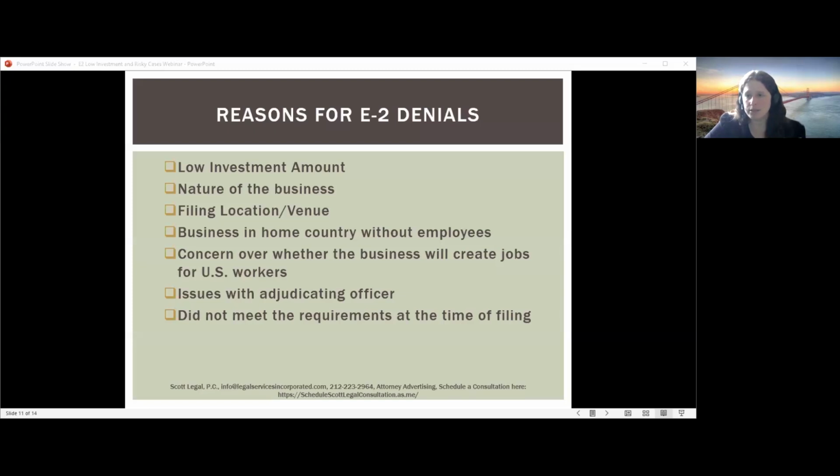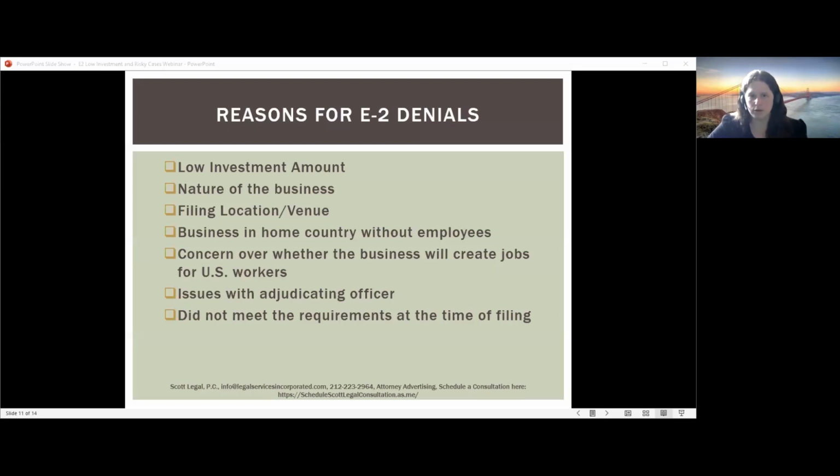Another reason may be, let's say you ran a similar business in your home country for years and you never hired employees. That can be a concern for an officer. They may not be as willing to rely on a business plan when they have a demonstrated history that you've never hired anyone. So in those types of cases, it may be better to hire somebody before you apply to help ease that concern.